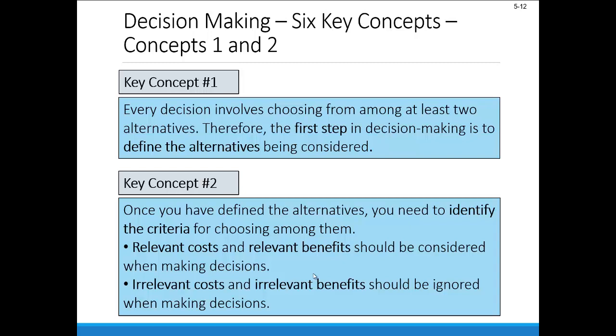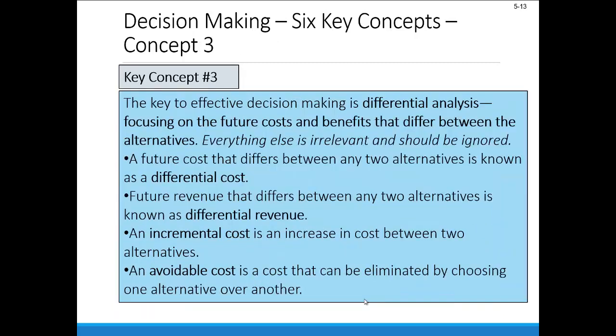Irrelevant costs and irrelevant benefits, as those terms would suggest, should be ignored when making decisions. Now, generally speaking, the key to effective decision making is some differential analysis, and that's just a way of saying focusing on future costs and benefits that differ, that's the differential piece, between the alternatives. Everything else could technically be considered irrelevant and could be ignored.